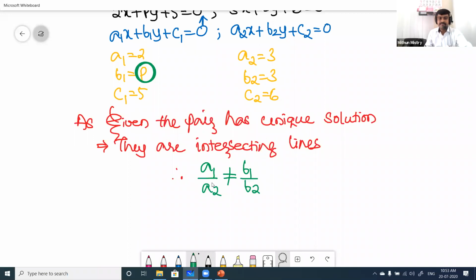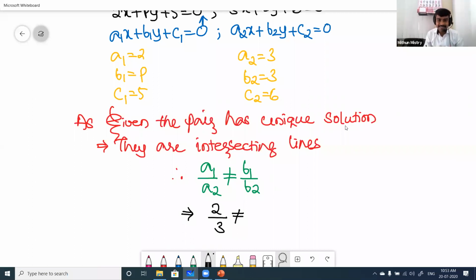Yes, sir. How to go ahead, sir? Just substitute, children. When you substitute, what is A1? It is 2. What is A2? It is 3. Then the not equals to symbol is there. Please keep not equals to only. If it is equals to, it will be equals to.